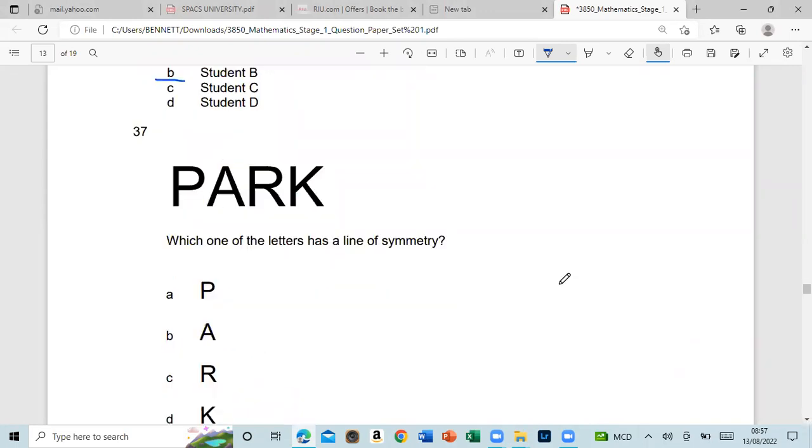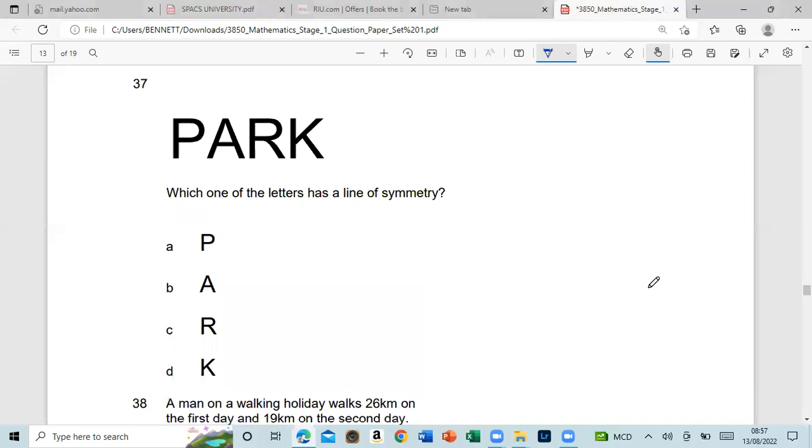Which one of the letters has a line of symmetry? Everybody know what a line of symmetry means? It means a line that you can cut the letter along, in this case, and you get 2 exact parts. So when you fold them together, they fit perfectly. Let me just show you an example.